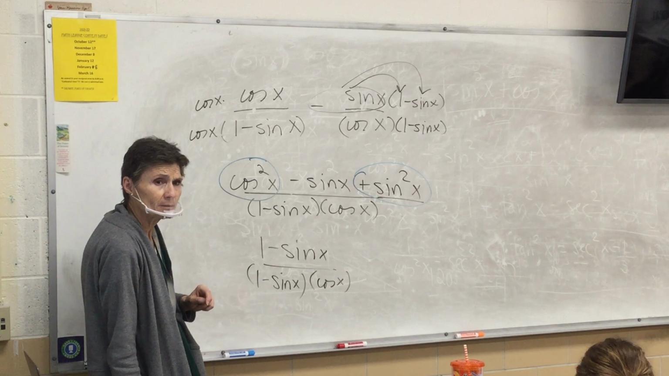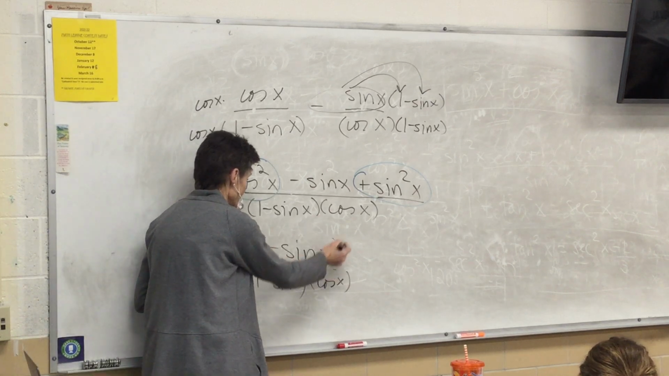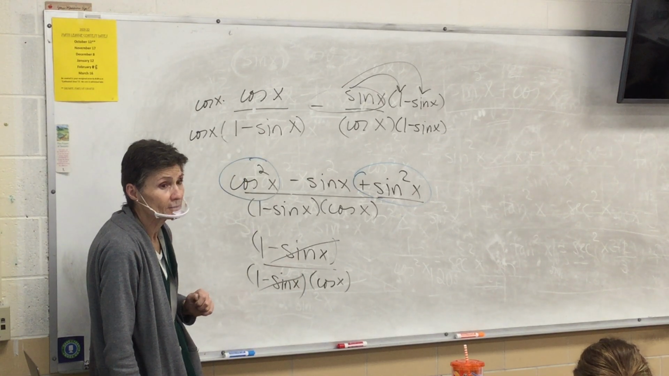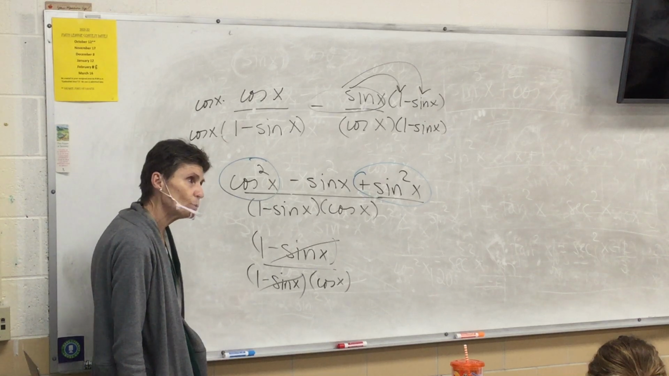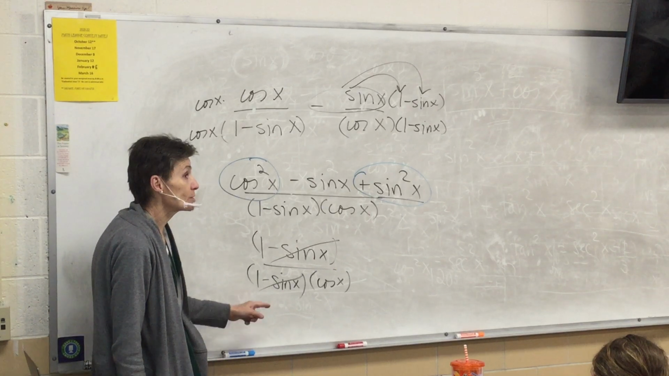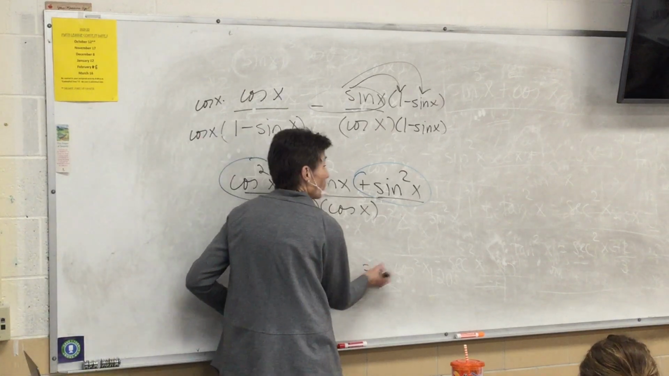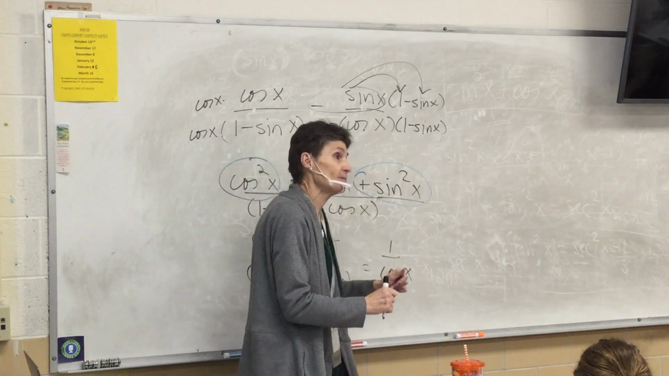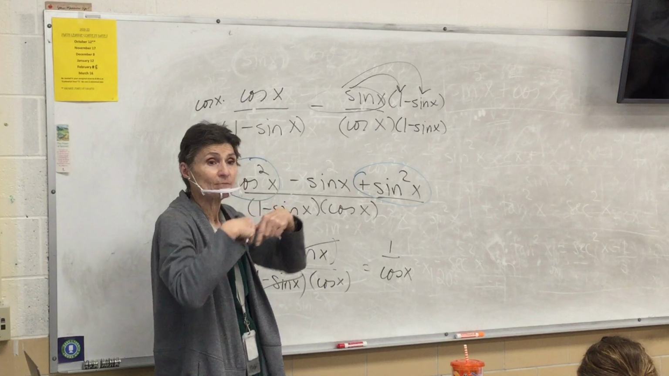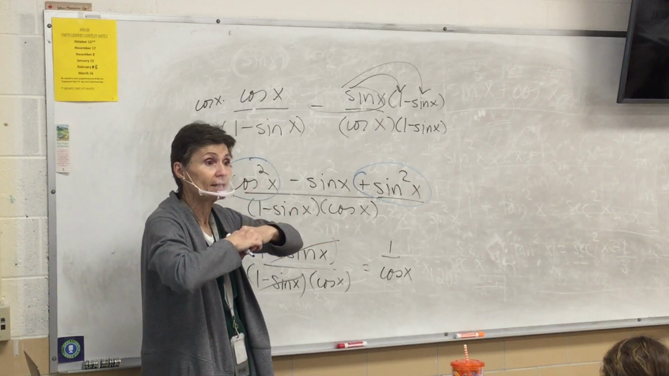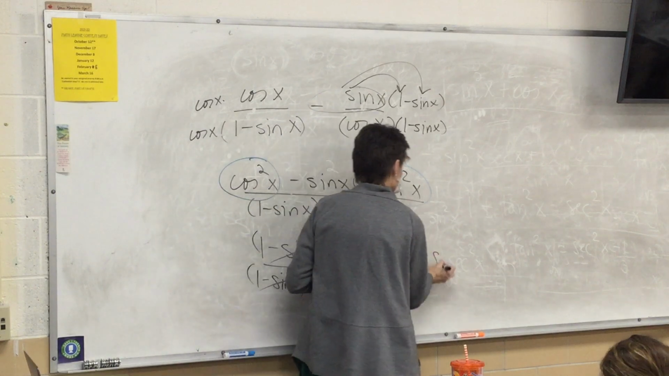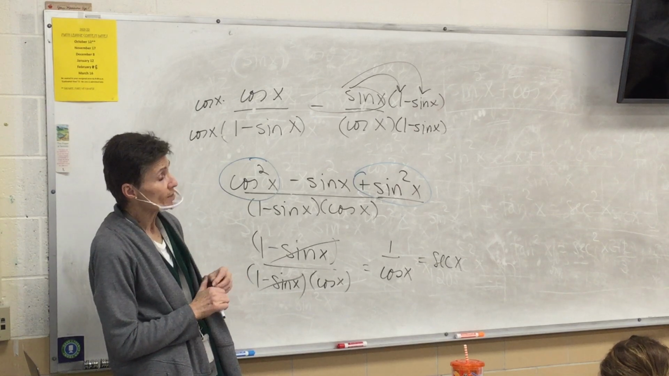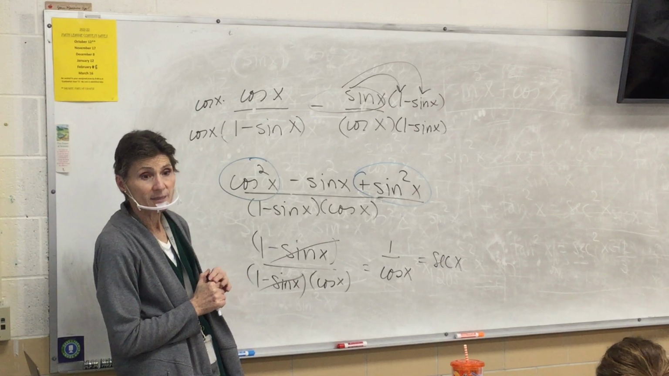Oh boy. Can I cancel that out? I sure can, as long as I cancel the whole thing. So what am I left with? Well, I'm left with cosine on the bottom, right? 1. So 1 over cosine, which is full credit, 100%, smiley face. But a bonus if you recognize that 1 over cosine is secant. Because it is. Secant is the reciprocal of cosine, so 1 over cosine is secant.